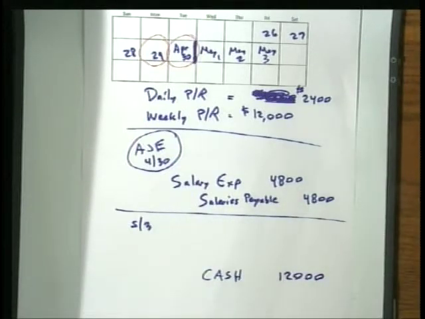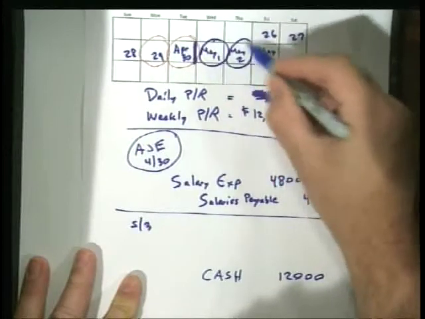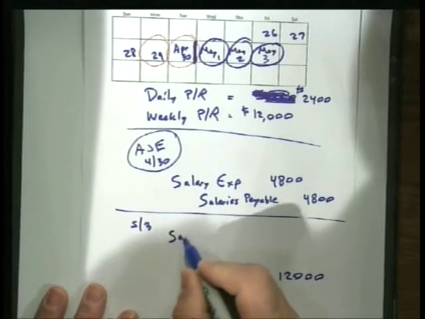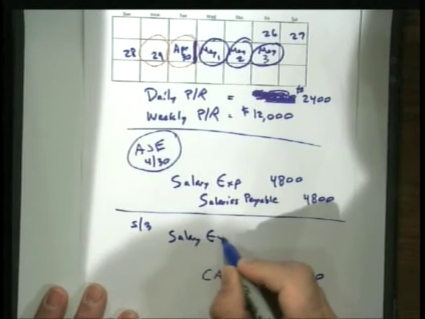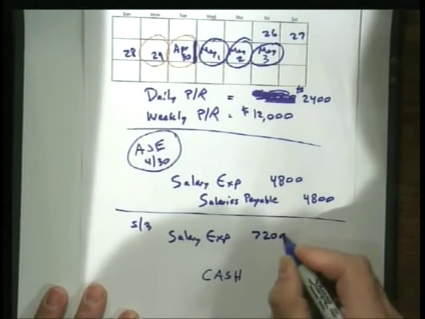Now, listen to the way that I say this. Of that $12,000 that we are paying out, how much has not yet been expensed that needs to be expensed? How many days? 3 days. We need to expense this day, and this day, right? So what is 3 times the daily payroll? 7,200. Salaries expense debited for 7,200. Okay?